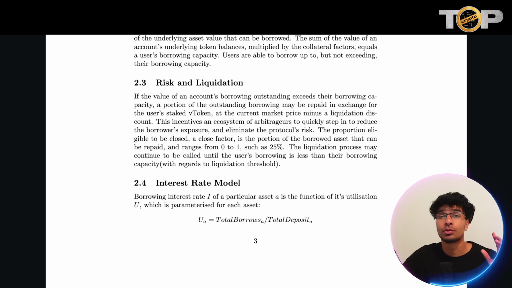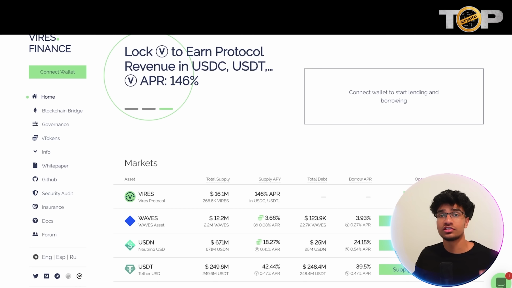The proportion eligible to be closed, the close factor, is the portion of the borrowed asset that can be repaid and ranges from 0 to 1, such as 25%. The liquidation process may continue to be called until the user's borrowing is less than their borrowing capacity with regards to the liquidation threshold. So there is some great opportunity in liquidation, but of course that does come with a little risk.